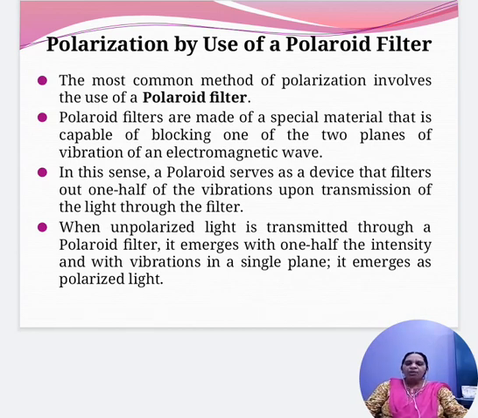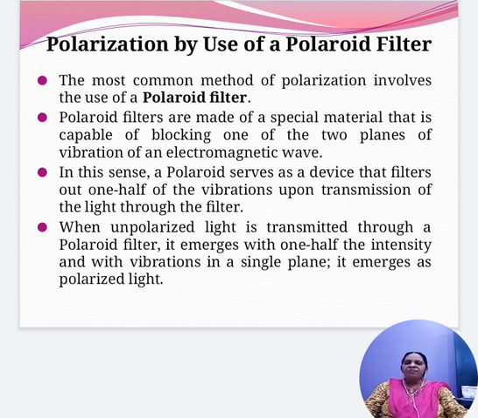So how can you do this polarization? Polarization can be carried out by using a Polaroid filter. There are several other methods, but this is the most common method. The most common method of polarization involves the use of a Polaroid filter. Polaroid filters are made up of a special material that is capable of blocking one of the two planes of the vibration of an electromagnetic wave.